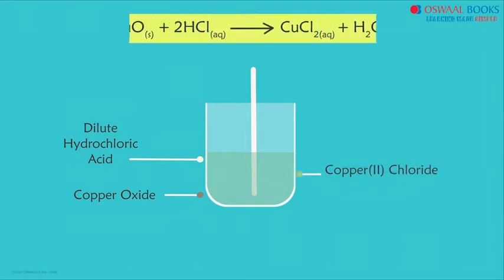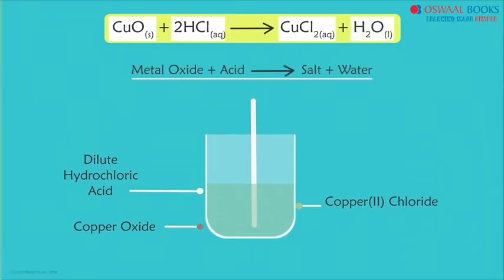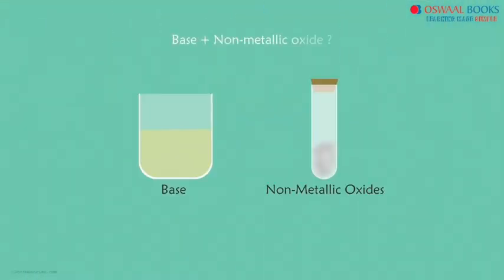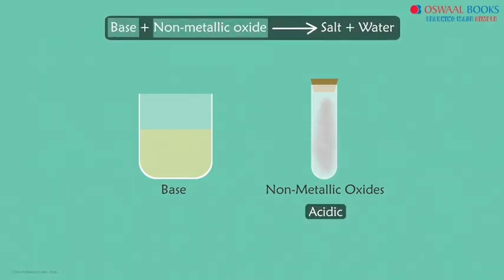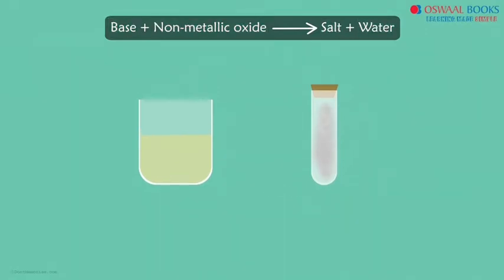This is a neutralization reaction in which the solid copper oxide reacts with hydrochloric acid to produce a soluble salt, copper chloride, and water. The general form of the reaction can be written like this. How do bases react with non-metallic oxides? Now, non-metallic oxides are acidic in nature. So the reaction of a base with a non-metallic oxide will also result in salt and water being produced.